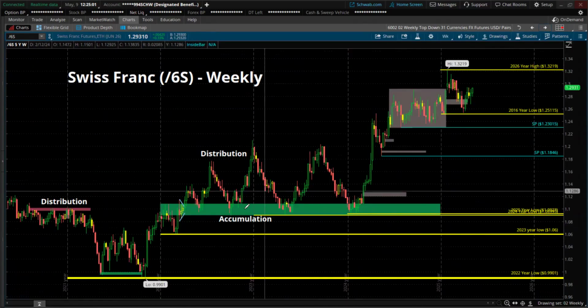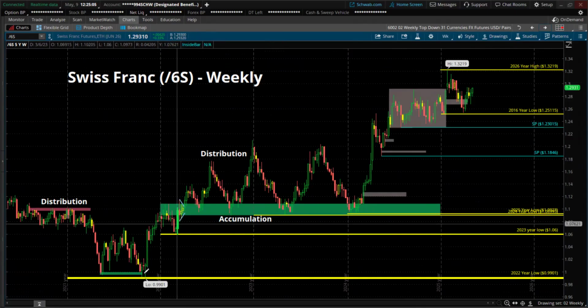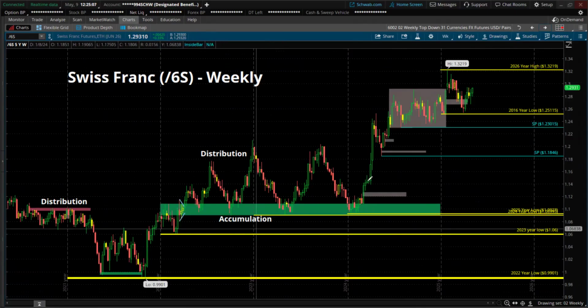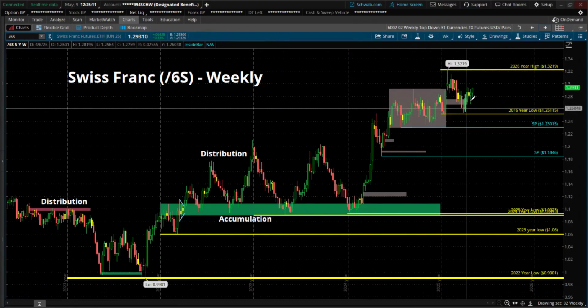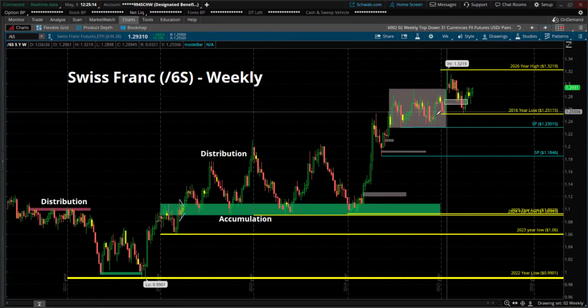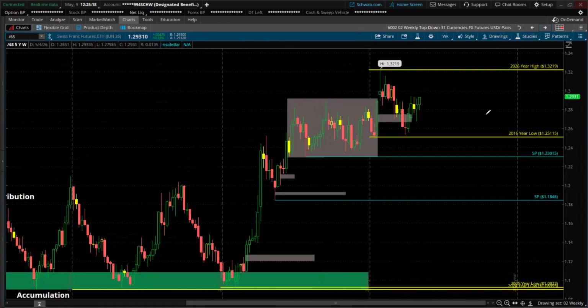Swiss franc is considered a safe haven currency. Here's the low for the past 5 years. And here we go. It's currently trending up off the lows made from here. And for the week, higher high, higher low. Momentum is up.